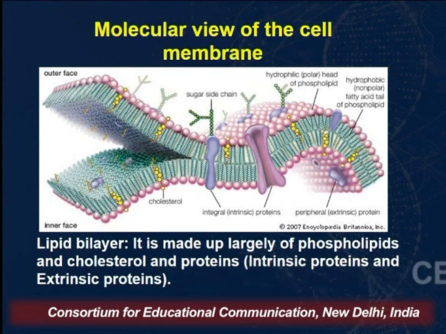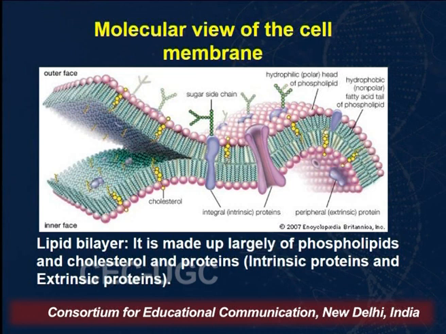Apart from that, within them there are various integral molecules or proteins, which act as a channel or tunnel through which there is an exchange of ions and various water soluble molecules. Now these cell membranes are basically classified as a lipid bilayer. It is largely made up of phospholipids, so we can see the phospholipids over here.